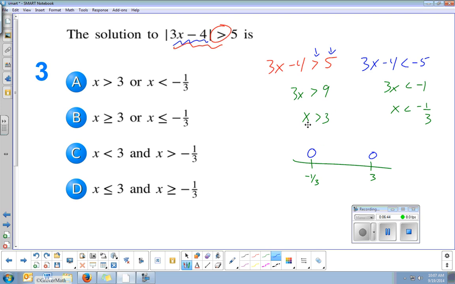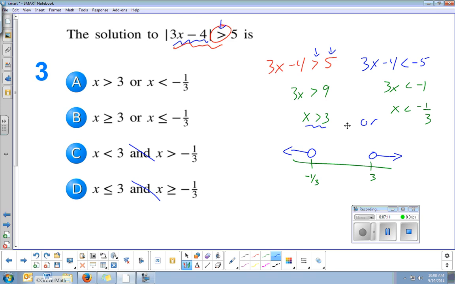And then look at these one at a time. X is greater than 3 means 3 and greater. X is less than negative 1/3 is negative 1/3 and less. And so notice that it is not a connecting graph when we start with the greater than symbol. It's arrows away from each other, and we end up with an or statement. It's not an and statement, and that's why the answers C and D here are wrong.